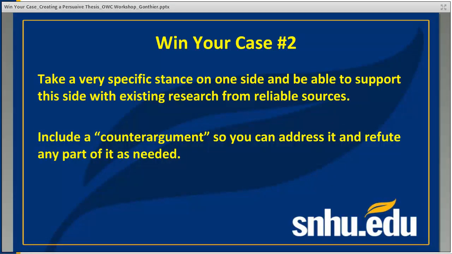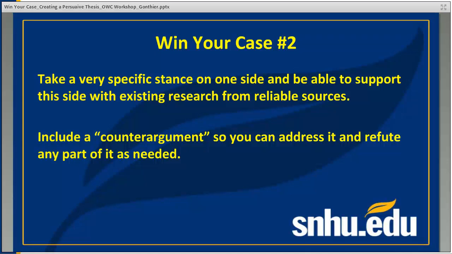Okay, when your case number 2, take a very specific stance on one side and be able to support the side with existing research from reliable sources. Reliable sources: the Shapiro Library database, published books, published articles, published journals, that type of stuff. I know that this isn't a workshop on research, but hopefully at this stage you can understand that reliable sources are really relied on to make this successful.